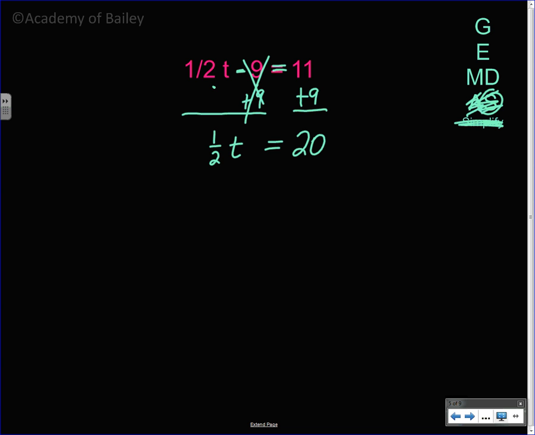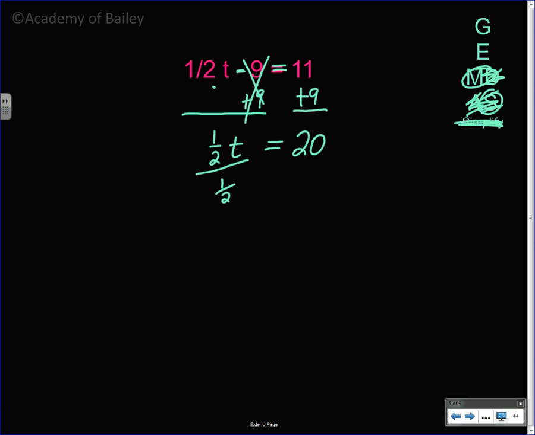Subtraction's gone. We know there is no division happening towards t, but there is multiplication. You're multiplying t by 1/2. So 1/2 times t is what number? Or I'm sorry, 1/2 times t is 20. So what's the opposite of multiplying t by 1/2? The opposite is dividing by 1/2.